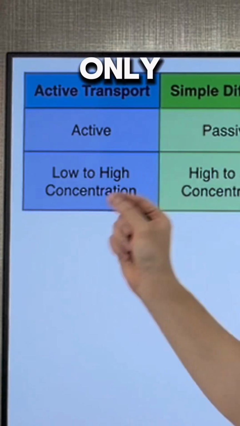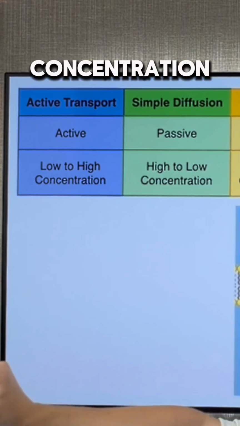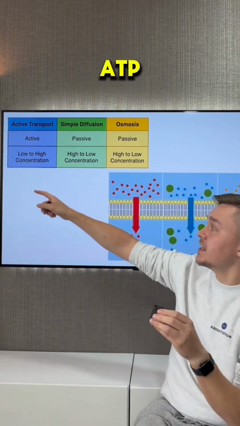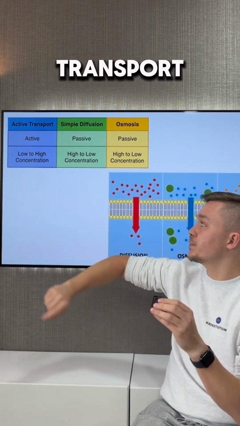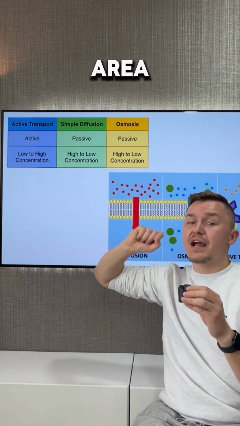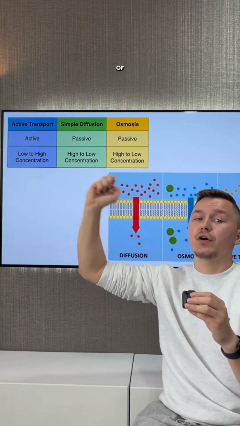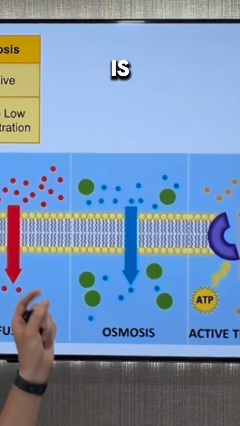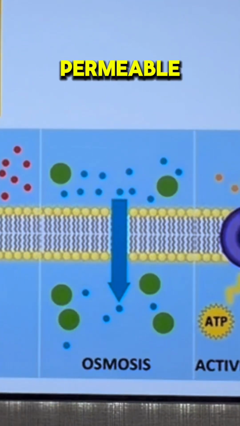Active transport is the only one that goes against the concentration gradient, which means it requires energy from respiration in the form of ATP. So it's an active form of transport, and it moves particles from an area of low concentration to an area of high concentration. One thing we must remember to mention for osmosis is that this is across a partially permeable membrane as well.